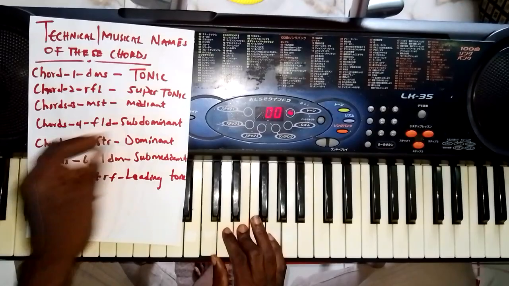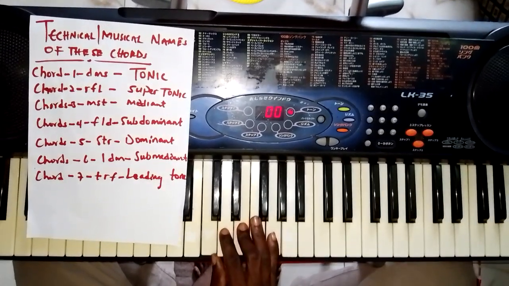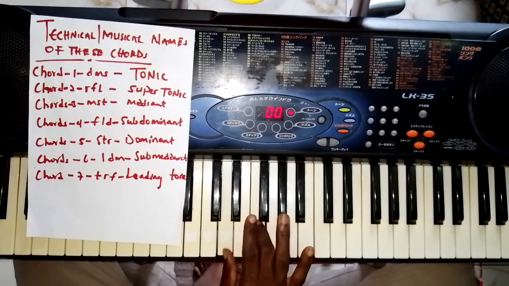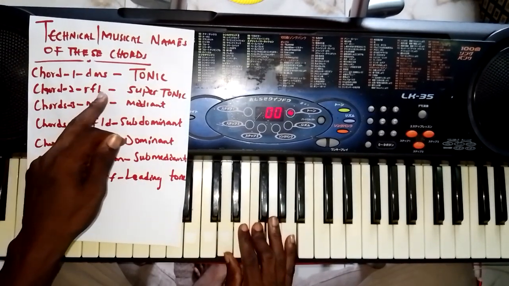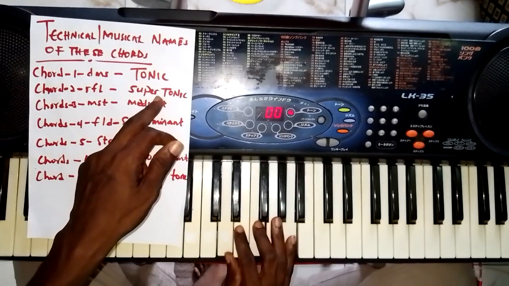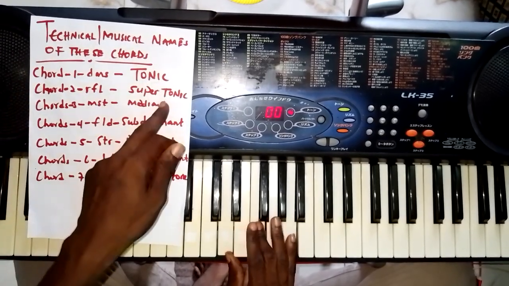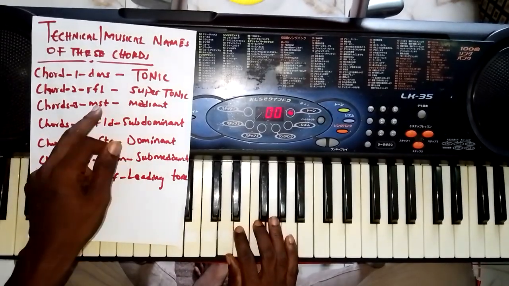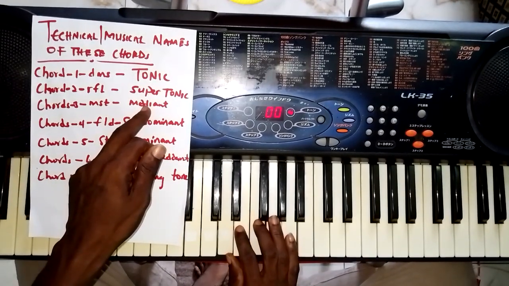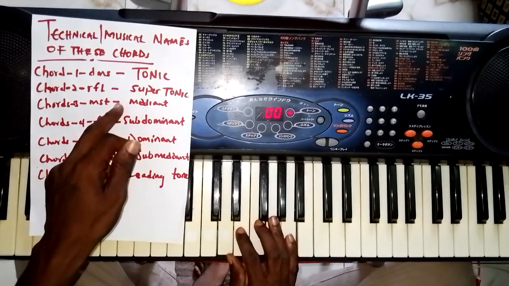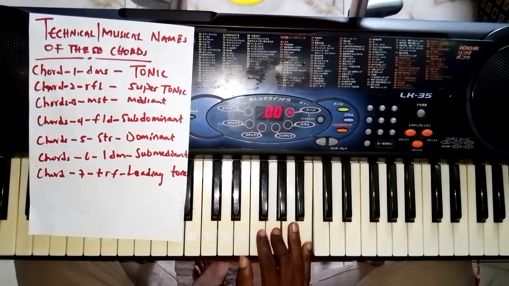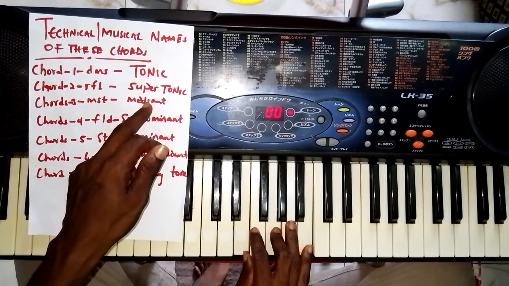This is tonic. So chord 2. Chord 2 is what? Chord 2 is your re, fa, la. You can write it down. Re, fa, la. Chord 2 is supertonic. That is the technical or musical name, supertonic. Then chord 3 is mi, so, ti, which is mediant. Chord 3 is your mi, so, ti, which is your mediant.